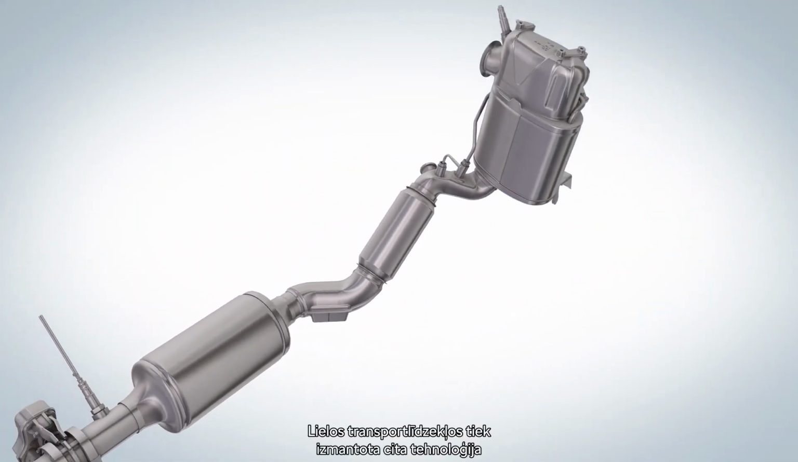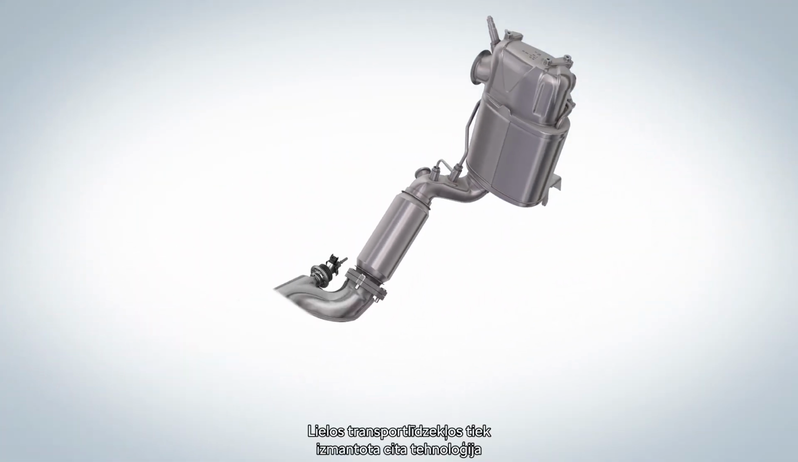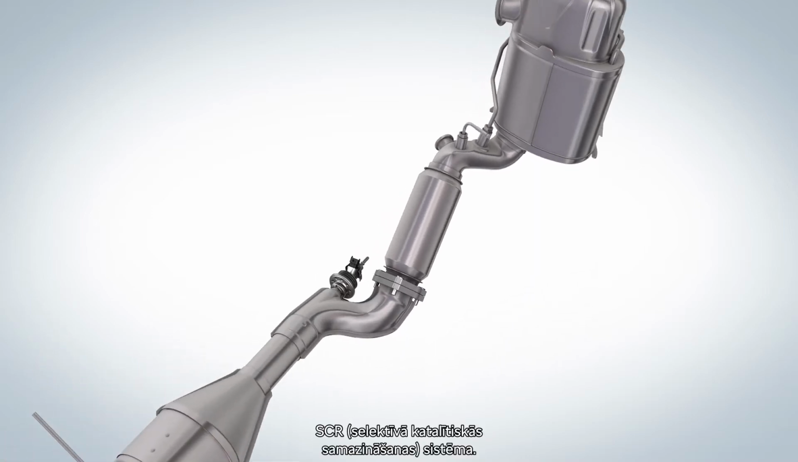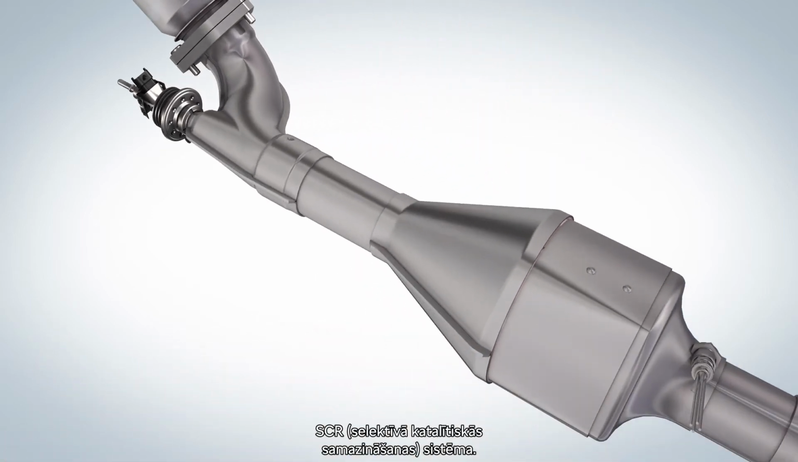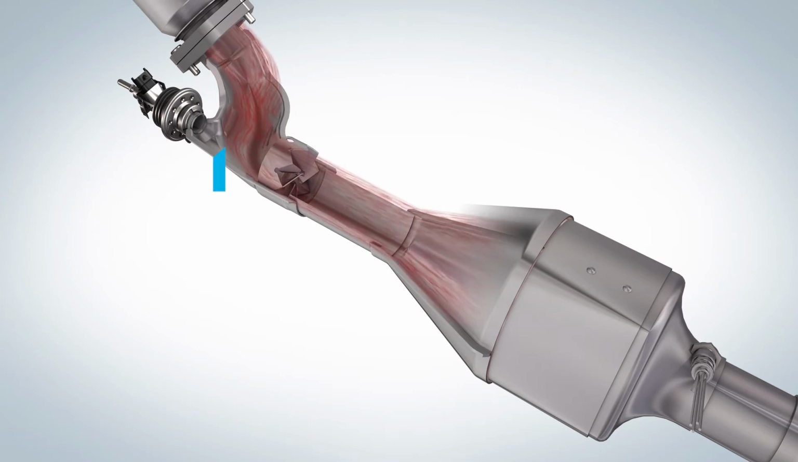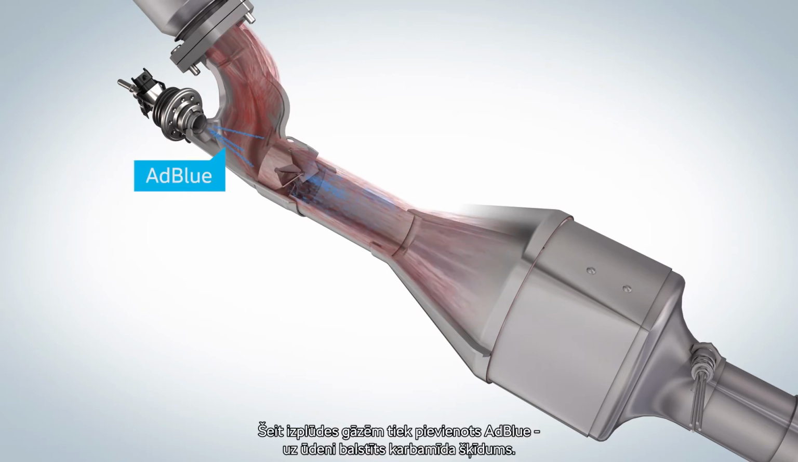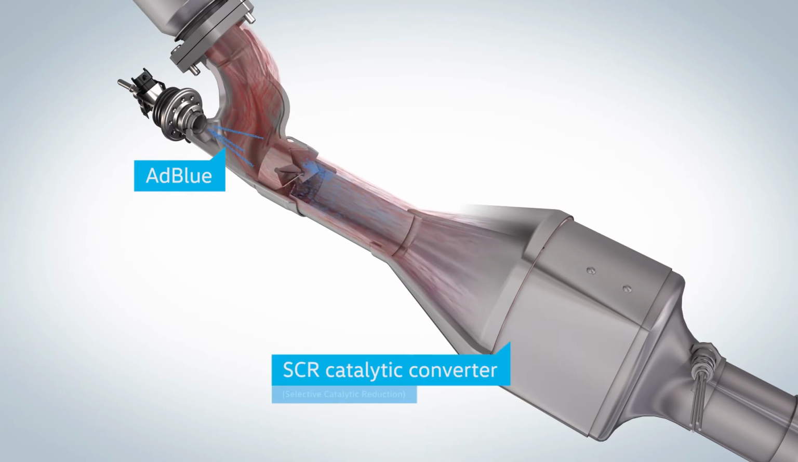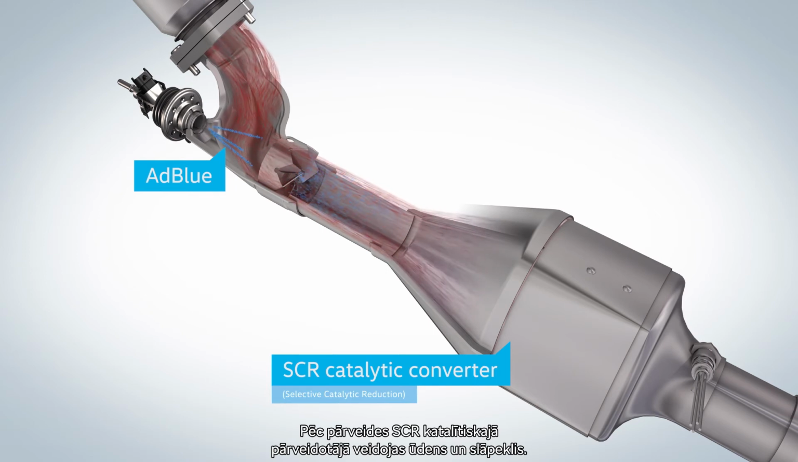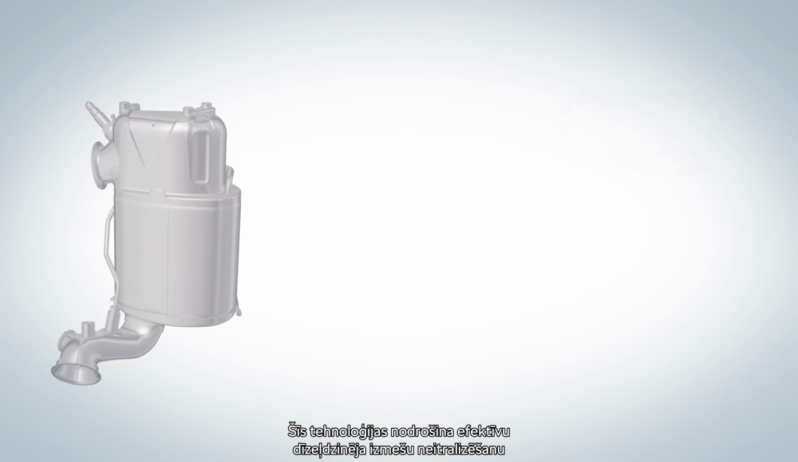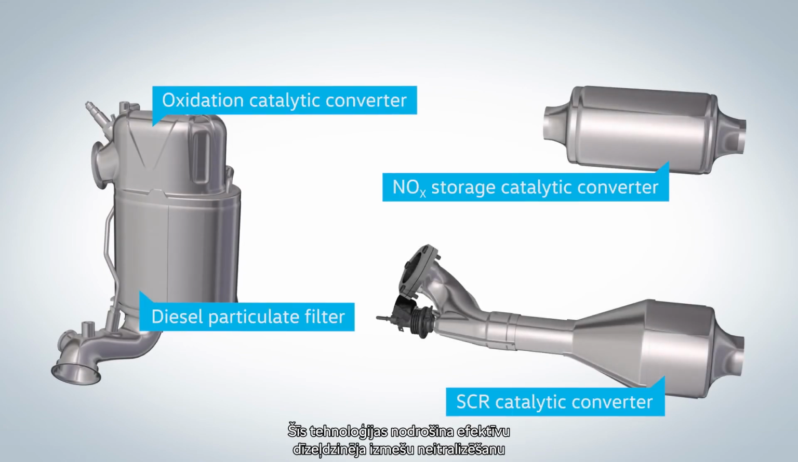Especially in larger vehicles, another technology is used, the SCR system. Here, AdBlue, a water-based urea solution, is injected into the exhaust gas. After its conversion, water and again nitrogen are generated in the SCR catalytic converter. These technologies enable an effective elimination of diesel emissions and ensure compliance with the requirements on the markets worldwide.